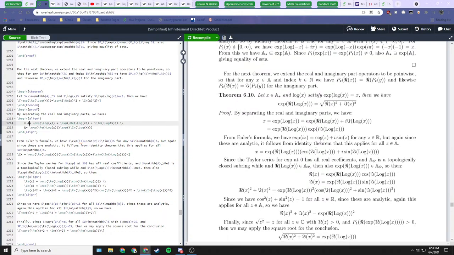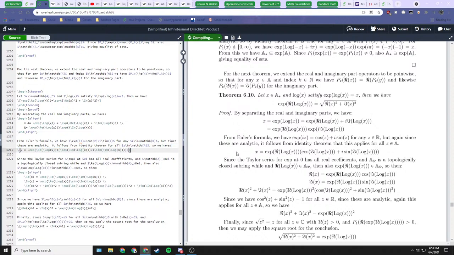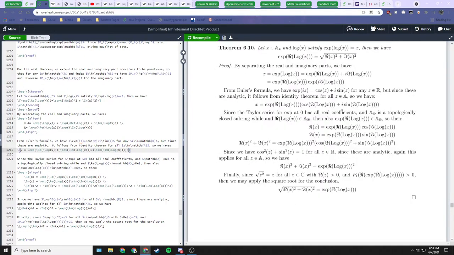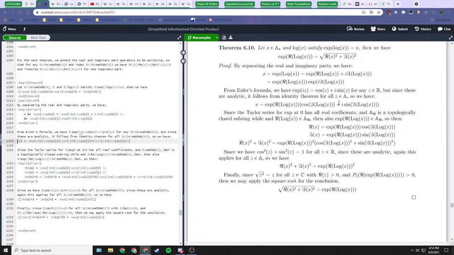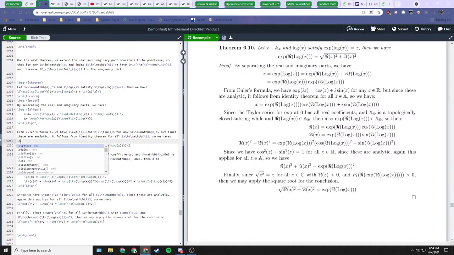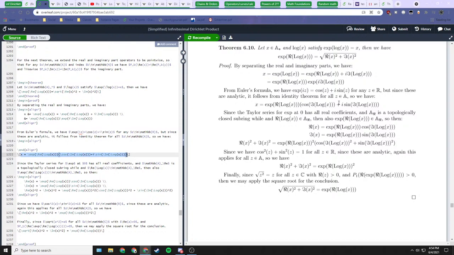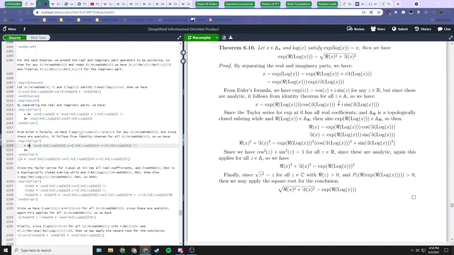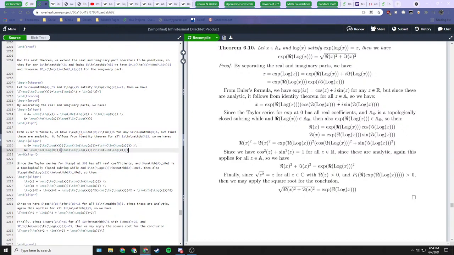From Euler's formula, we have exp iz equals cosine z plus i sine z, for an easy, but then we can say, but since these are analytic, it follows from the identity theorem for all z in A, so then we can have this, so we just separate this out. And then we can say, so we can separate, actually, we can just do the distributive law here. I think. Yeah, we do want to do the distributive law.